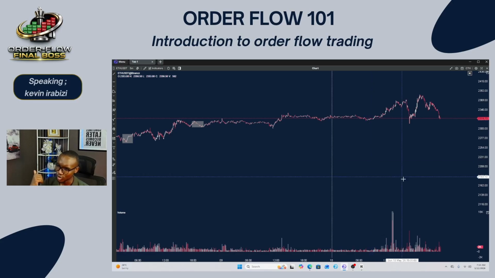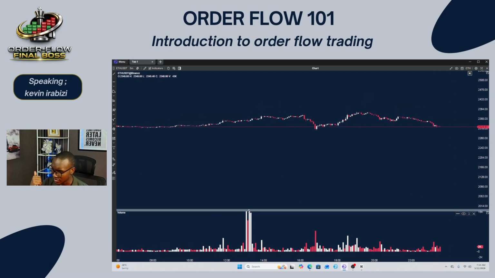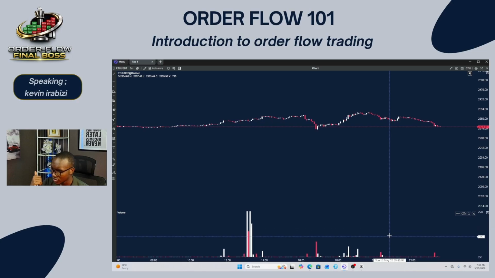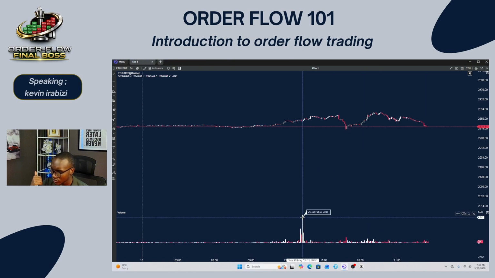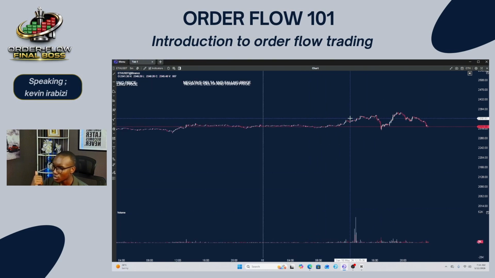Which areas have volume? Look at this. But you wouldn't trade this. This is a Sunday. How much volume do you have? 17K. Huge volume, yeah? Huge volume. 23K. Huge volume, yeah? 43K, but on a Sunday, right?